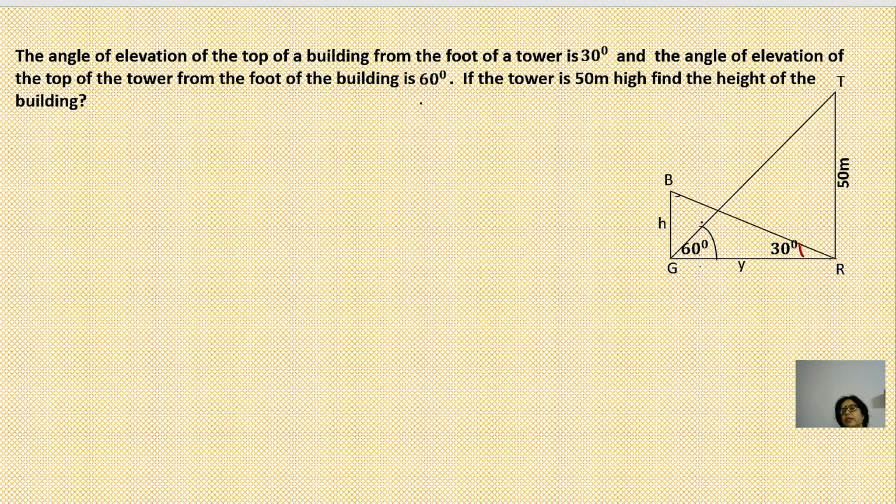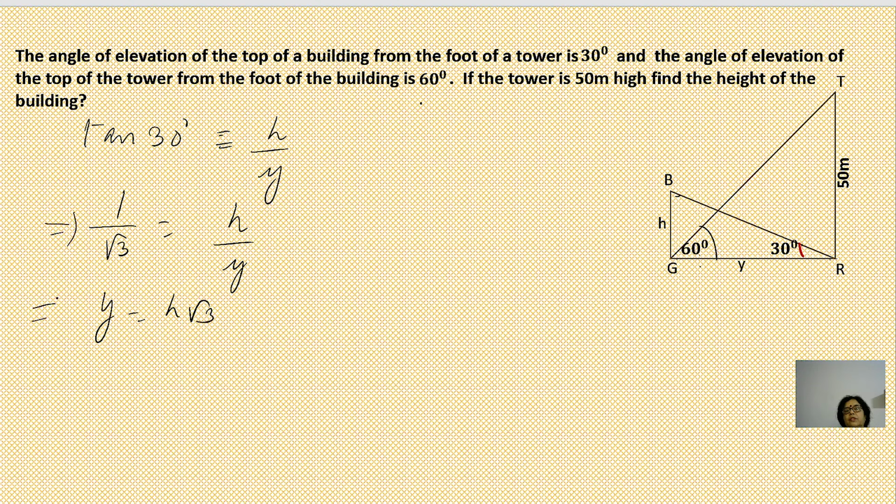So again you notice here we get two right angle triangles, BGR and TRG. So first of all we take the triangle BGR. From here we get tan 30 degrees is equal to h upon y. Instead of writing the full alphabets, we can take the help of these small alphabets as representation and write here h upon y. So 1 by root 3 is equal to h upon y. So we get here y is equal to h root 3. This is again the first equation.